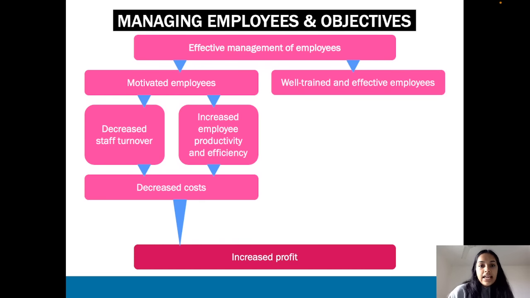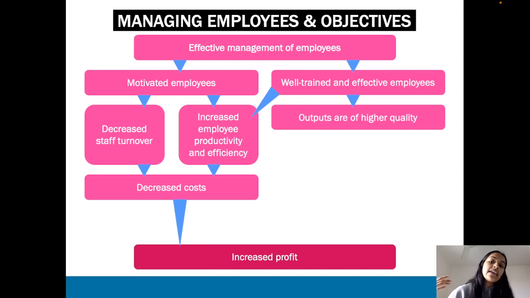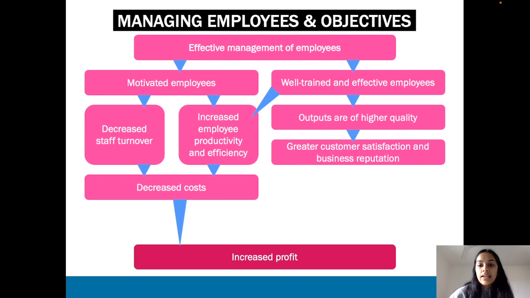On the other hand, effective management of employees can also lead to well-trained and effective employees. So maybe training is implemented. That means employees are well-trained. They have the skills, they have the knowledge, they're aware of how to complete their jobs, and therefore they're going to be a lot more productive and efficient. And outputs are also of higher quality. They're not making mistakes. And then also, if outputs are of higher quality, those outputs meet customer expectations.